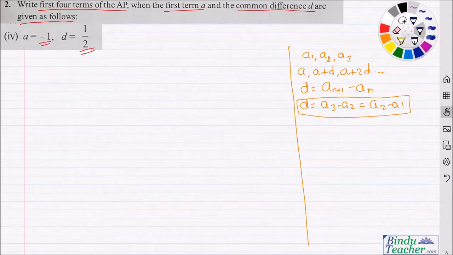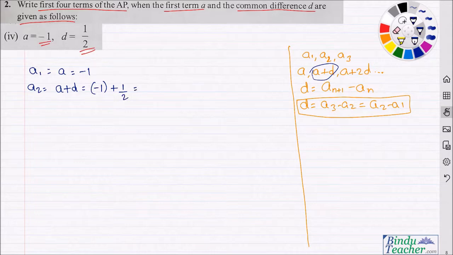Now let's apply this formula to find out the first four terms. So first I'll write down a1. a1 will always be equal to a, and a here is given as -1. Next we'll calculate a2. a2 we can calculate as a plus d. This is the formula. So I'll say a plus d. Now a we know is -1 plus d is 1 by 2. So -1 plus 1 by 2.